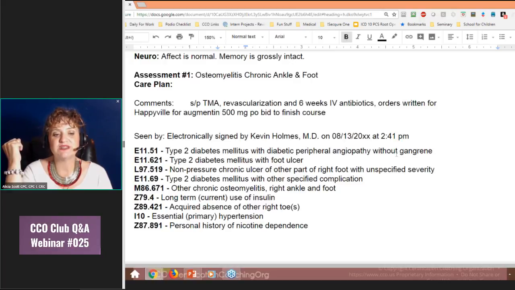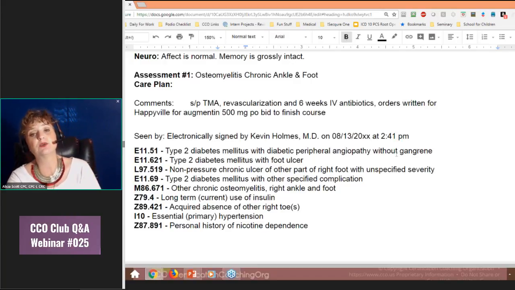Now we have other complications. We have E11.69, type 2 diabetic with other specified complications. What does that mean? That means we have a diabetic that has gotten additional complications that there isn't a specific code for, and that would be the osteomyelitis. Then we get to code the osteomyelitis, which is going to be M86.671, other chronic osteomyelitis, right ankle and foot. Now, the last part of that code tells you whether it's right or left and what part of the body. You can get osteomyelitis wherever you have a bone or a muscle.